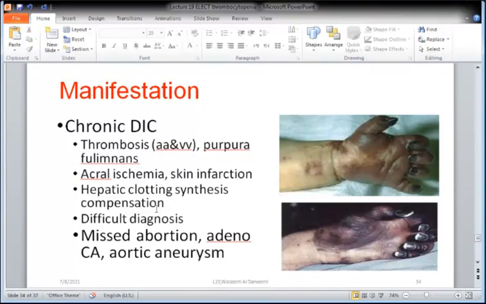The etiology of chronic DIC is specific: DIC following missed abortion, following intrauterine fetal death, DIC following adenocarcinoma, or DIC following aortic aneurysm. All of these conditions involve a slow process of DIC that gives time for the liver to synthesize more coagulation factors, and therefore thrombosis is expected more than bleeding.